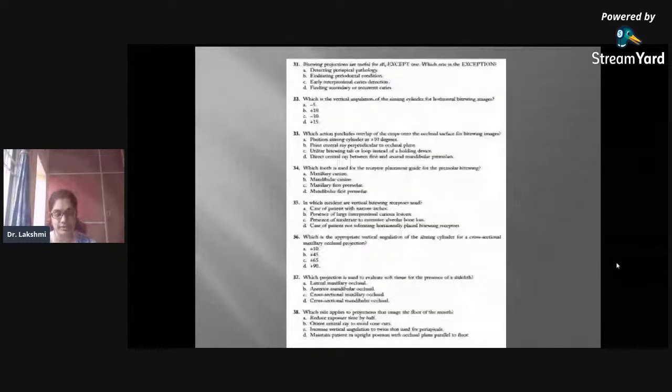31st question, okay, bitewing projections are useful for all except one. Which one is the exception? The first one, detecting periapical pathology, it does not serve any purpose. Evaluating periodontal condition, yes. Early interproximal caries detection, yes. Finding secondary recurrent caries, yes. But first one, no. So 31st answer is A.